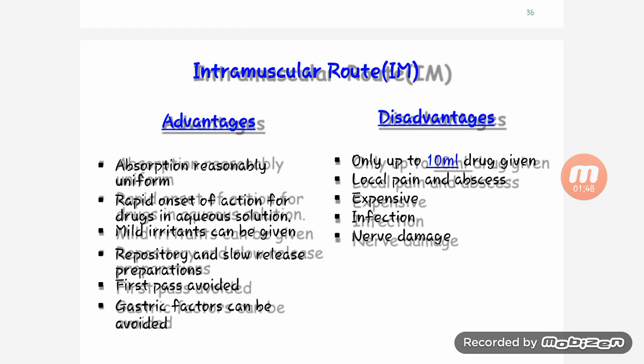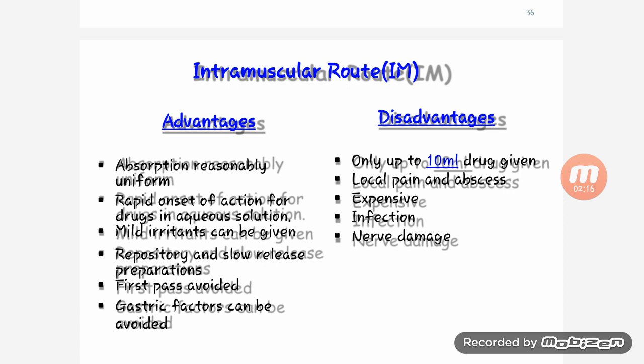Then intramuscular, IM. The advantages: absorption is reasonably uniform, with rapid onset of action for drugs in aqueous solution. Mild irritants can be given. Depot preparations and slow release preparations can be used. First pass metabolism is avoided in this, and gastric factors can be avoided.